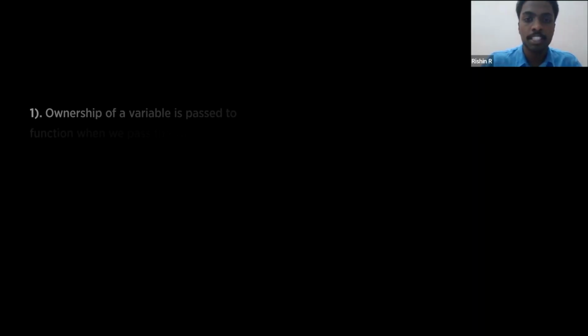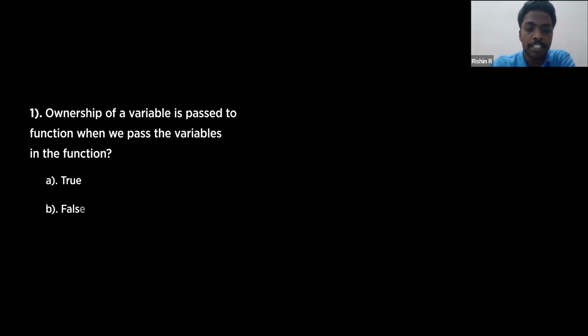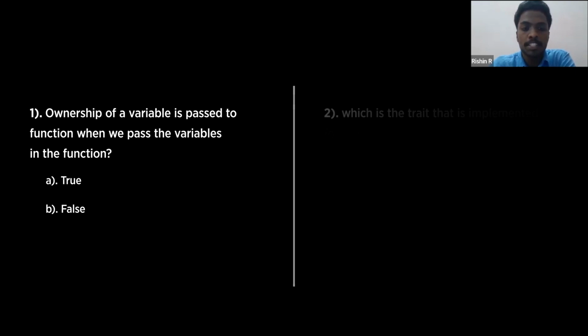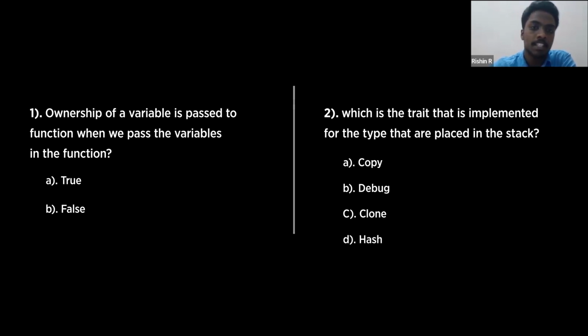Okay, first question is, check whether the following statement is true or false. Ownership of a variable is passed to a function when we pass the variable into the function. There are two options, true and false. And the second question is, which is the trait that is implemented for types that are placed in the stack? The options are copy, debug, clone, and hash.